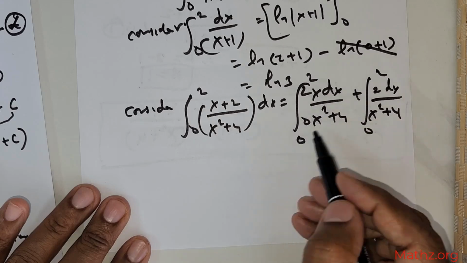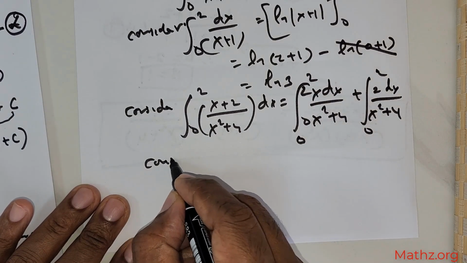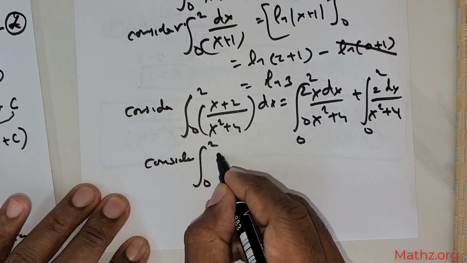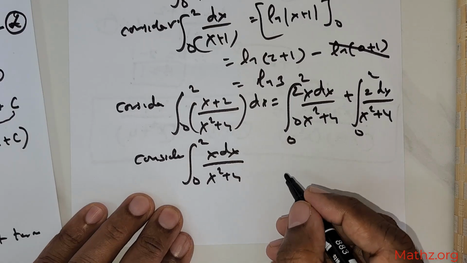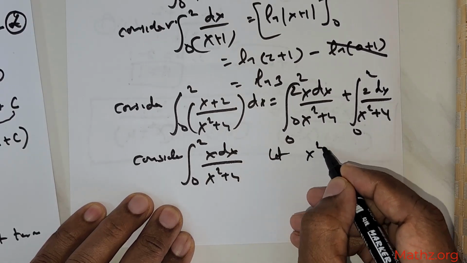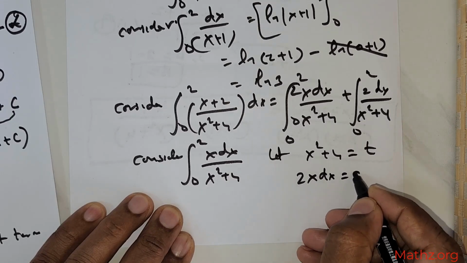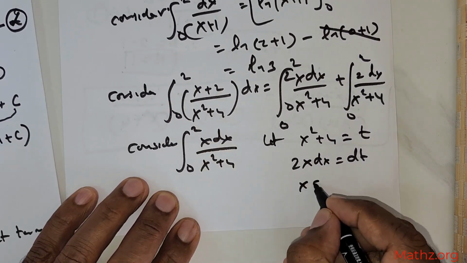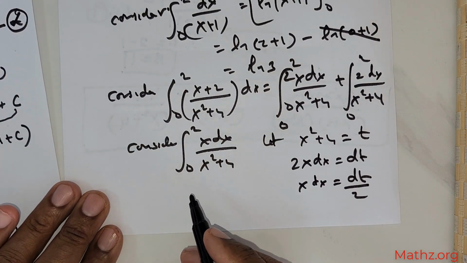Okay. Now you can integrate this quantity. Consider the integral from 0 to 2 of x dx divided by x squared plus 4. What we can do is substitute x squared plus 4 equal to some t. So 2x dx is equal to dt. We have x dx only, so x dx is equal to dt over 2. You don't have to worry about the limits as of now.